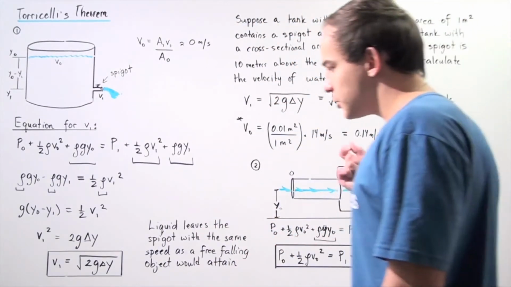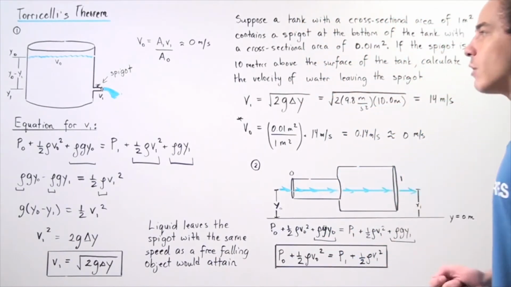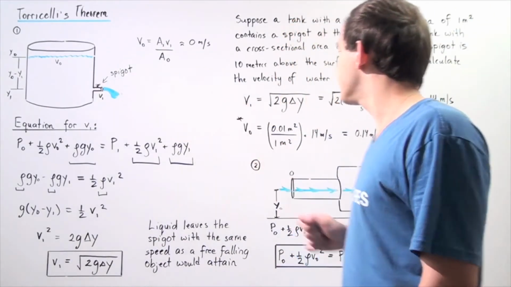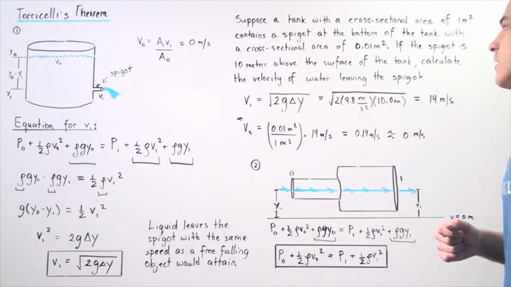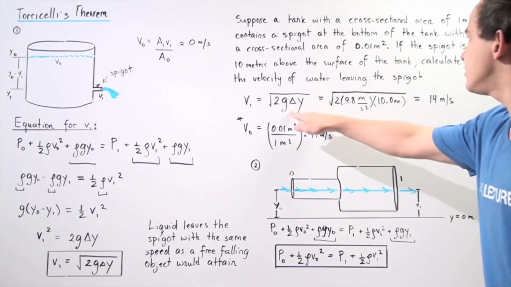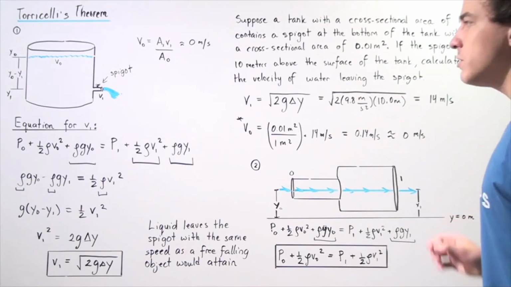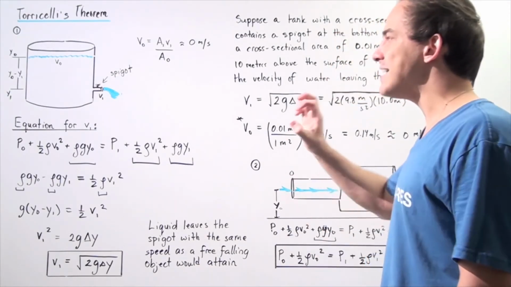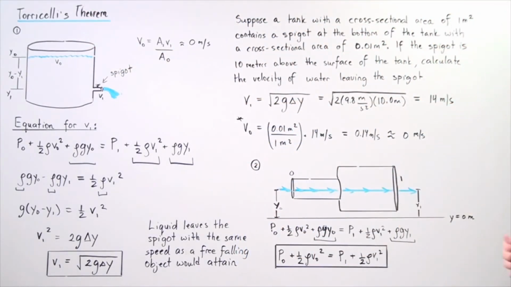And we basically want to use this equation to calculate the velocity, the speed of our fluid as it comes out of the spigot. So we simply take this equation, we plug in 9.8 meters per second squared for our g, and we plug in the change in y. Well, the change in y is simply 10 meters. So 2 times 9.8 times 10, take the radical of that, and we get 14 meters per second as the velocity of the fluid that is coming out of the spigot when the change in distance between the spigot and the surface of the water is 10 meters.